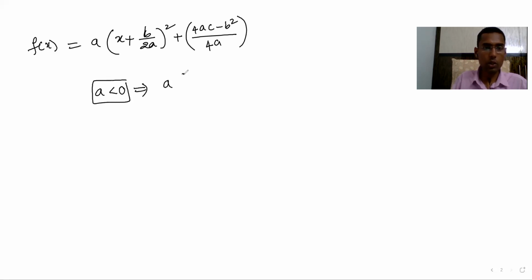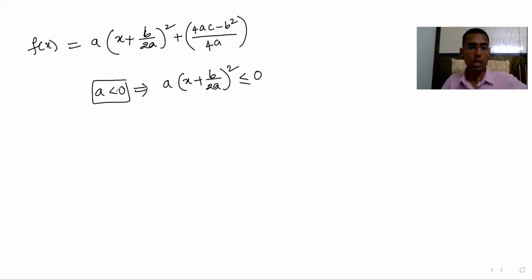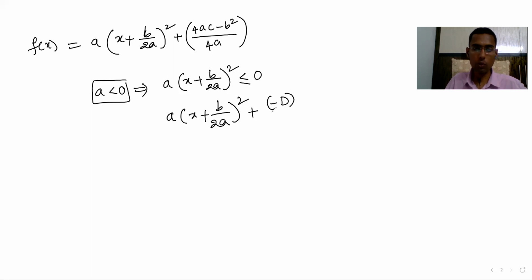That implies a into x plus b by 2a whole square, where the square is positive. This is less than or equal to 0, which means it may be 0. A is negative, and x plus b by 2a whole square is positive, and positive into negative is negative. So this is less than or equal to 0, and the square part is greater than or equal to 0. Therefore, now we are adding minus D by 4a, this minus delta, on both sides.